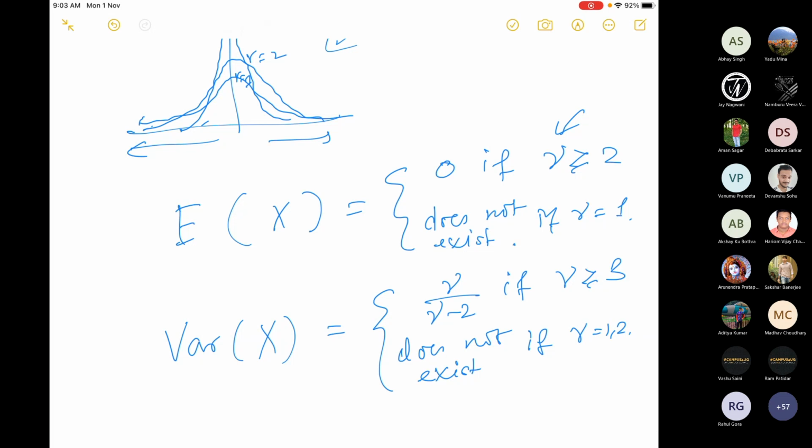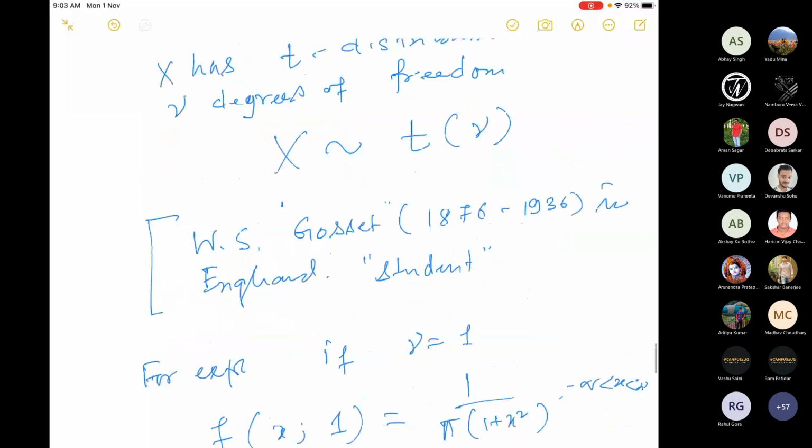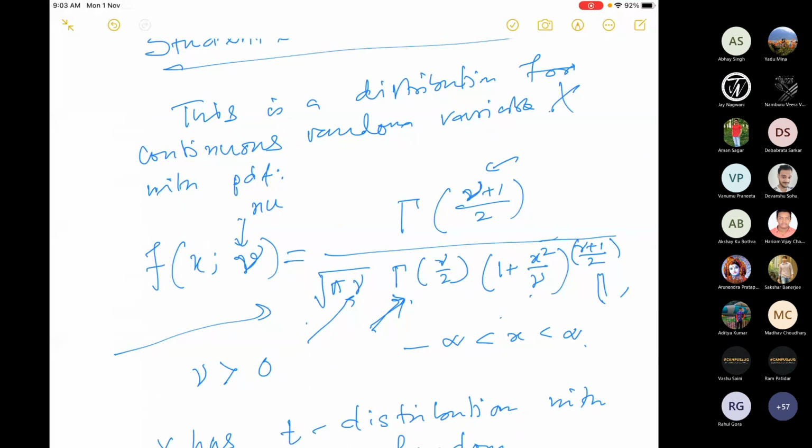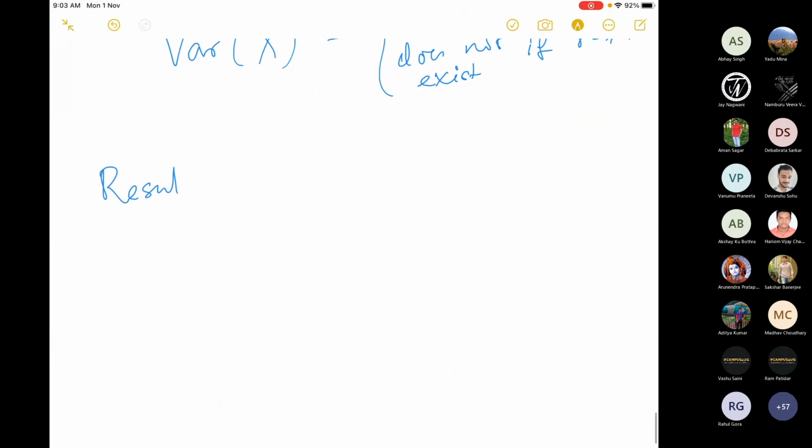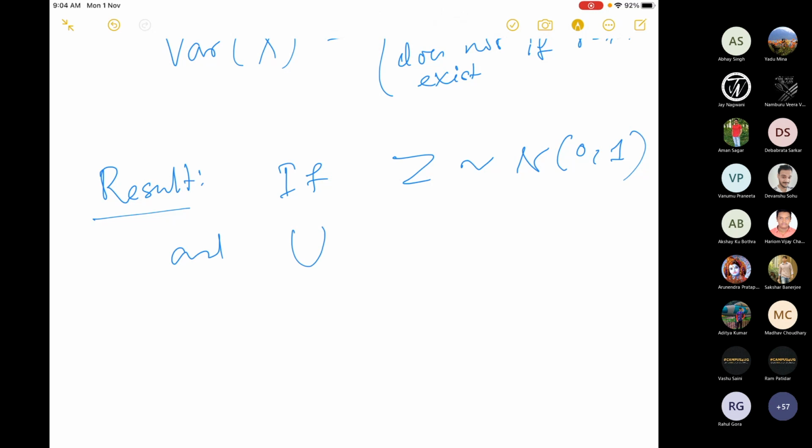Now I'll justify why this is called a sampling distribution. So this is just a distribution. Now why is it called a sampling distribution? So this is my result. Let's say Z is standard normal, and U is another random variable that is chi-square with nu degrees of freedom, and Z and U are independent.